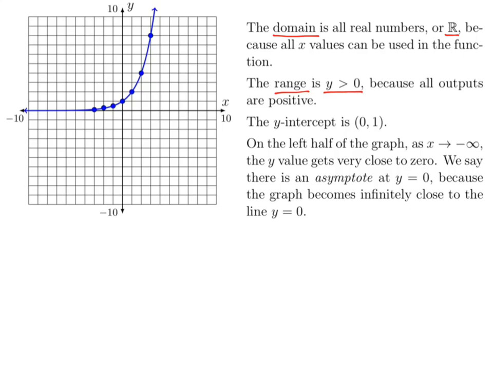The range is all the numbers bigger than 0, and that's because the y values start just above 0 and go up. The y-intercept is 0, 1. In this case, that's really easy, but in all of the other cases, as we become more complicated, that will be a little more tricky to figure out, but extremely important. And finally, we have this idea of asymptote, which is the imaginary line, a horizontal line in this case, and the graph gets extremely close to it. And it's at y equals 0. It will always start at y equals 0.